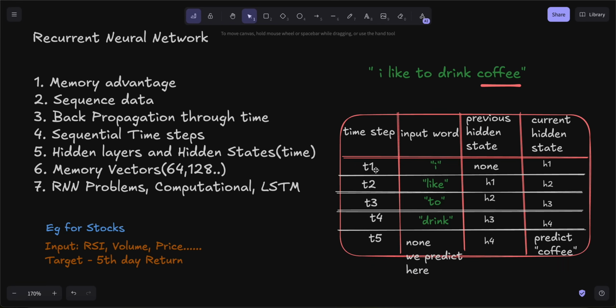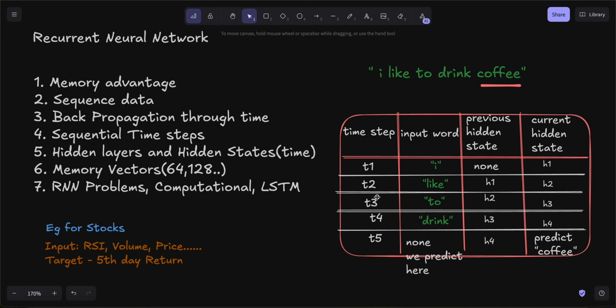At time t1, the first word you get is "I", and there's no previous hidden state, and the current hidden state, then a new hidden state is created, and that's h1. And then during the next time step, you have got the word "like", and you've got the previous hidden state h1, and then you've got a current hidden state h2. So it has got information from the previous hidden state as well. That's how it has got memory.